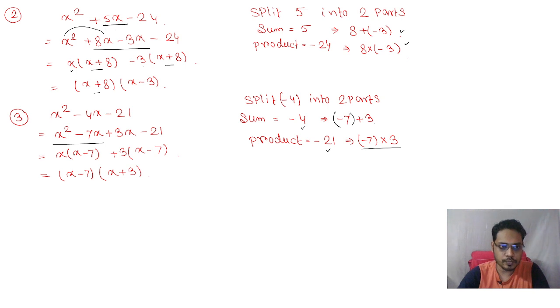From the first two parts take x common, so it will be x into x minus 7. From these two parts take 3 common, so it will be 3 into x minus 7. So now x minus 7 is common, so take x minus 7 common. Here x and here 3 is left.